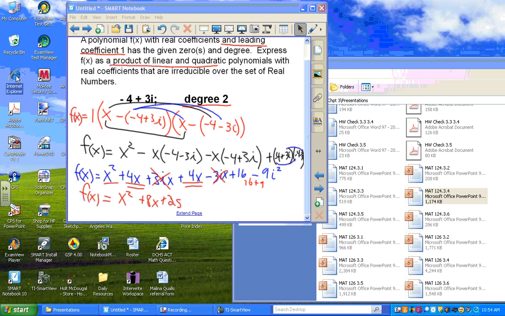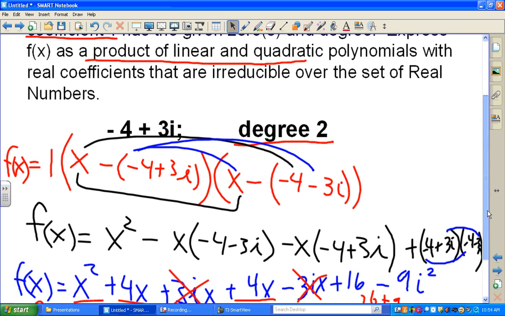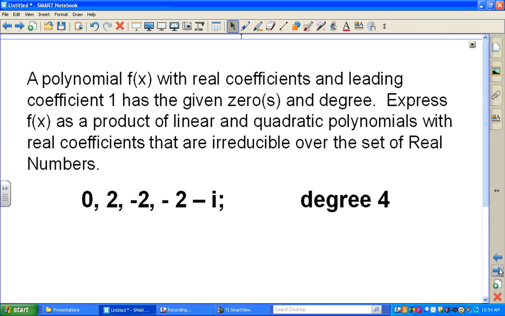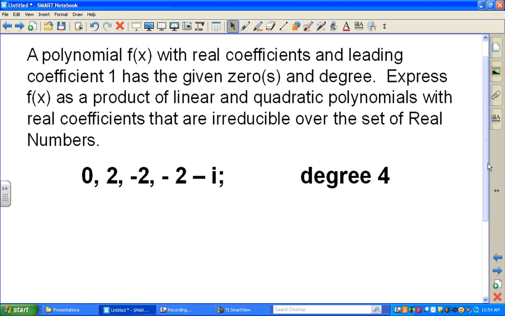All right. Let's see. Moving on. Let's see what's next, shall we? Oh! Degree 4. Wait a minute. This can't be right. A polynomial with real coefficients and leading coefficient 1 has the given zeros and degree. That has to be degree 5. Is there a miss?